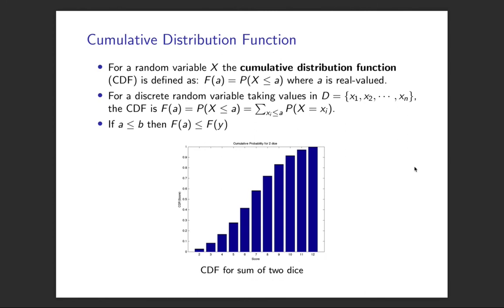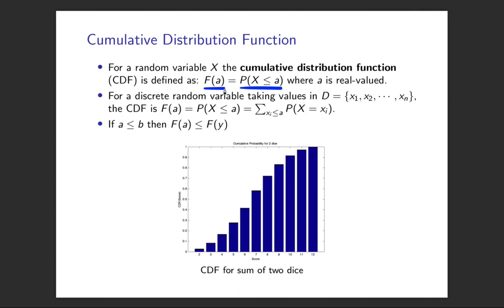Now there's a second quantity that seems less obvious, but actually is more fundamental, and that's the cumulative distribution function. It's defined as the probability that a random variable X is less than or equal to a, where a is a parameter. And we call that F of a. So that's now a function.